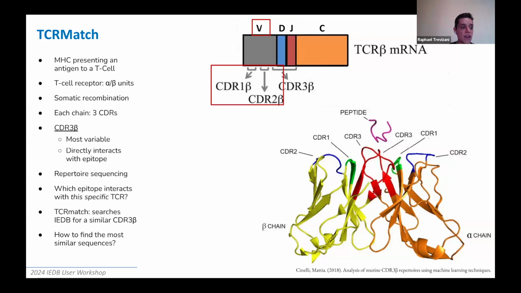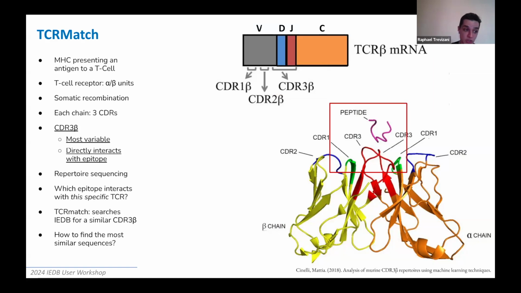The CDR1 and 2 are encoded in the V region. And the CDR3, as you can see here, is the only segment that spans from the V segment through the D segment all the way to the J segment. It's generally considered to be the most important because it's the most diverse, and it's also the one that most directly interacts with the presented peptide. Because the CDR3 beta directly interacts with the peptide, it became the focus of most research.